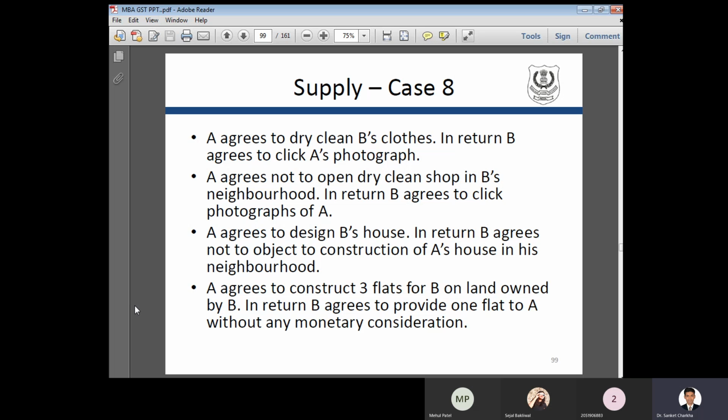Okay. A agrees not to open a dry clean shop in B's neighborhood. In return, B agrees to click photographs of A. Now, what is the change in scenario? Is it a supply? A agrees not to open a dry clean shop in B's neighborhood. In return, B agrees to click photographs of A. Not a supply. Not a supply. Why? Good.